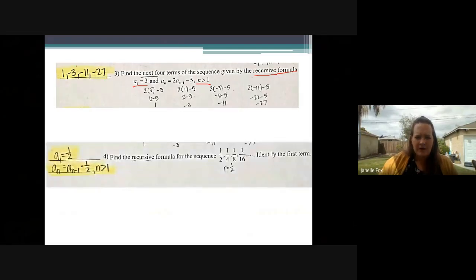For example, number 4, it says that we are writing our own recursive formula.